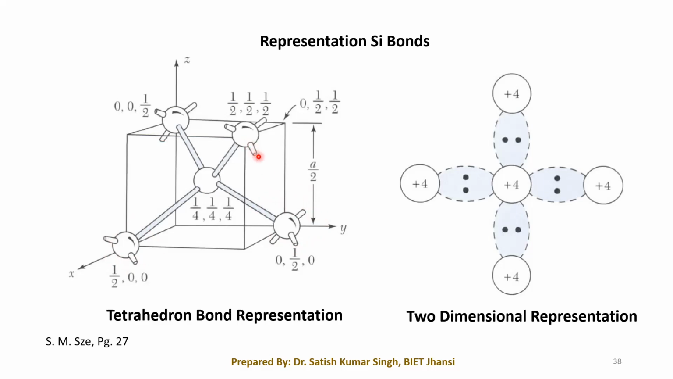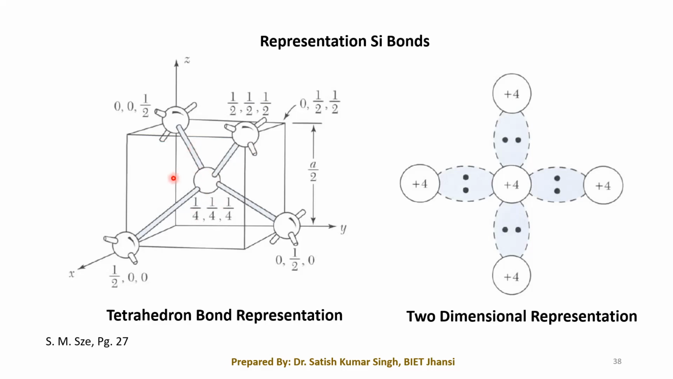Okay, and then you can see these are the different covalent bonds that it will be making with the other silicon atoms. So this way we can show this is our tetrahedron bond representation of the silicon. Okay, this is how your silicon atoms will be located in your three-dimensional crystal space. So it will be located in this fashion, so that we need to remember.